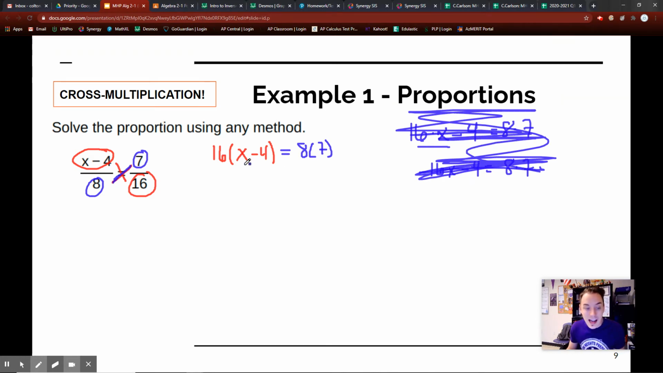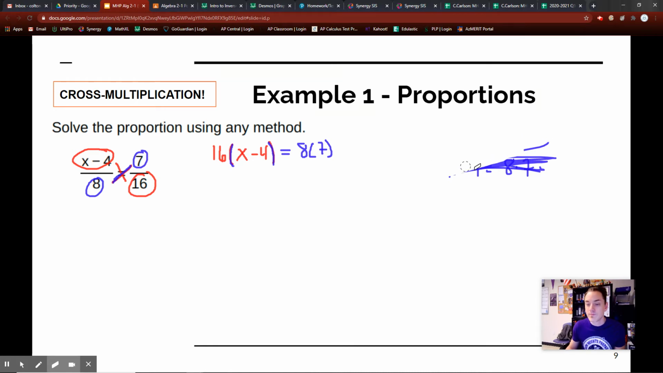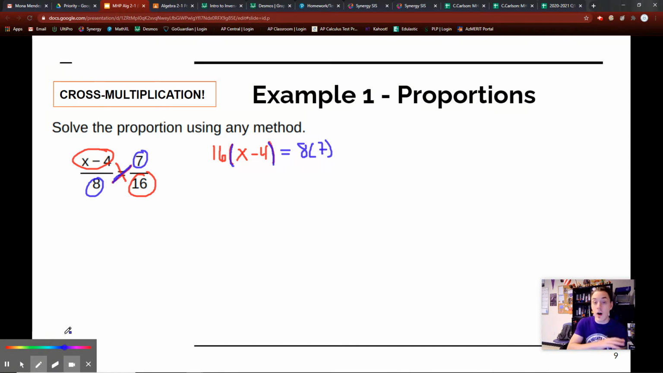I need to use parentheses. So please make sure you put your parentheses right there. They are, as I said, your very, very best friend. So let's get started on our actual problem now that all that's out of the way. Now that I use parentheses here, cross multiply, I get this.